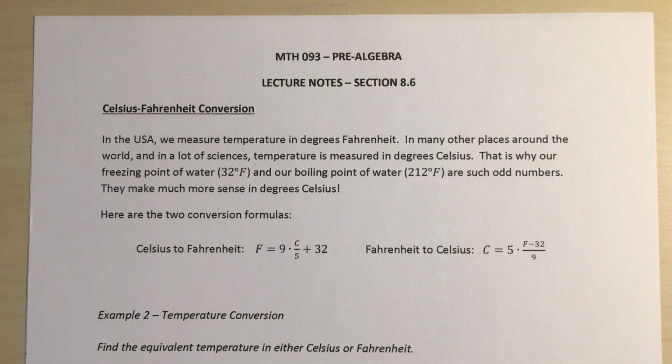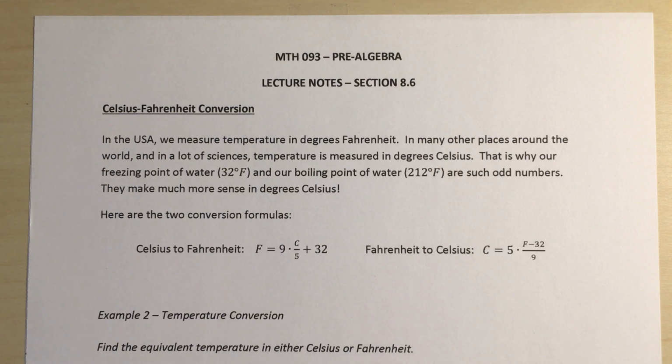Right? If we think about it, that's why our freezing point of water, which is 32 degrees Fahrenheit, and our boiling point of water, which is 212 degrees Fahrenheit, are such strange numbers. If we were to use degrees Celsius, our freezing point of water is actually 0 degrees Celsius, and the boiling point of water is actually 100 degrees Celsius. Those numbers make sense, right, for our freezing point and our boiling point. So that's why, again, oftentimes in sciences, we might measure our temperature in degrees Celsius rather than in degrees Fahrenheit.